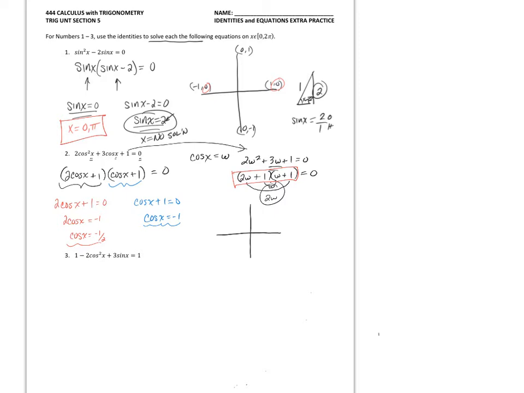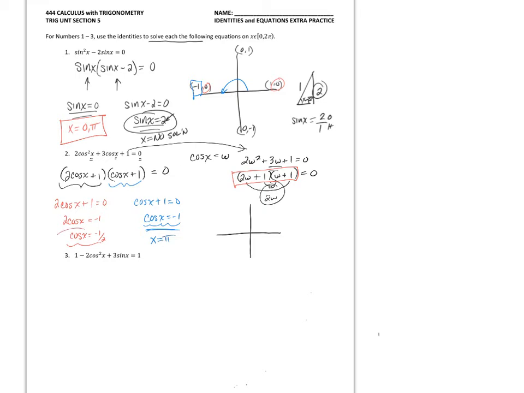Okay, I'm going to choose to look at this blue guy first, and for the cosine to be negative 1, we can steal our picture that we used up for the first example. Cosine, remember, is related to your x-coordinate, and the cosine is only negative 1 right there, and that angle is pi. So we'll say x equals pi is our one solution there.